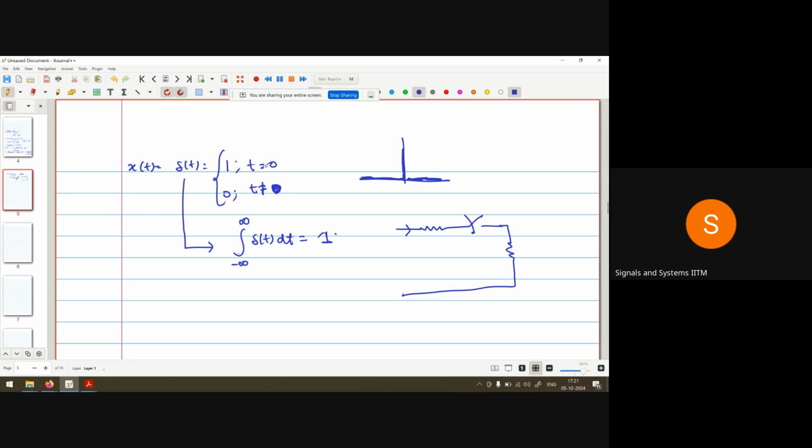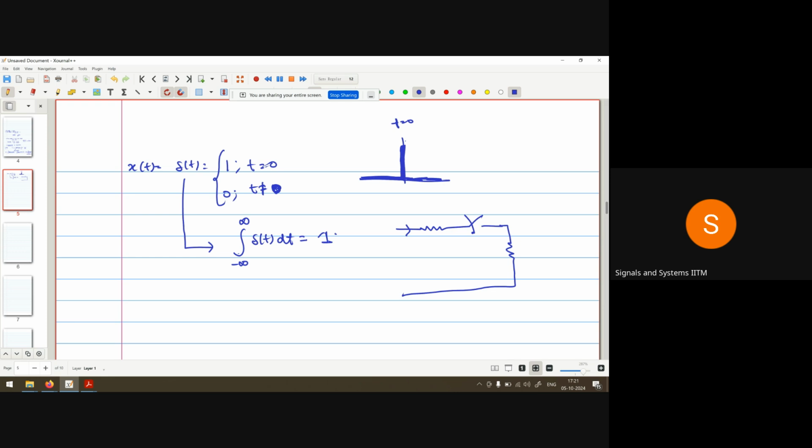So initially my switch is off, no current. After that, my switch is on and current starts flowing. After a certain time period, I again close the switch. But what the impulse says is that the time taken from off to on, and then on to off, becomes 0. But practically it is not possible.